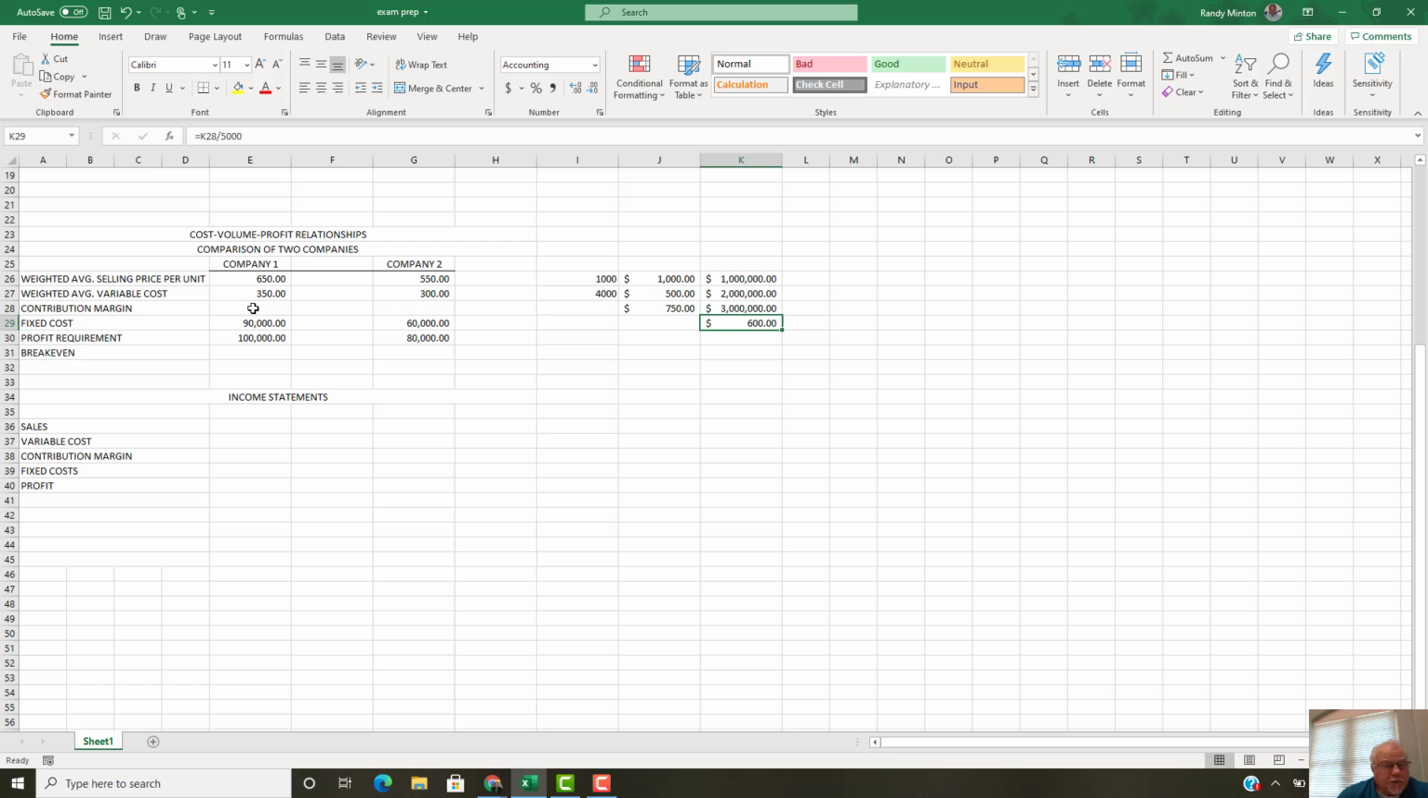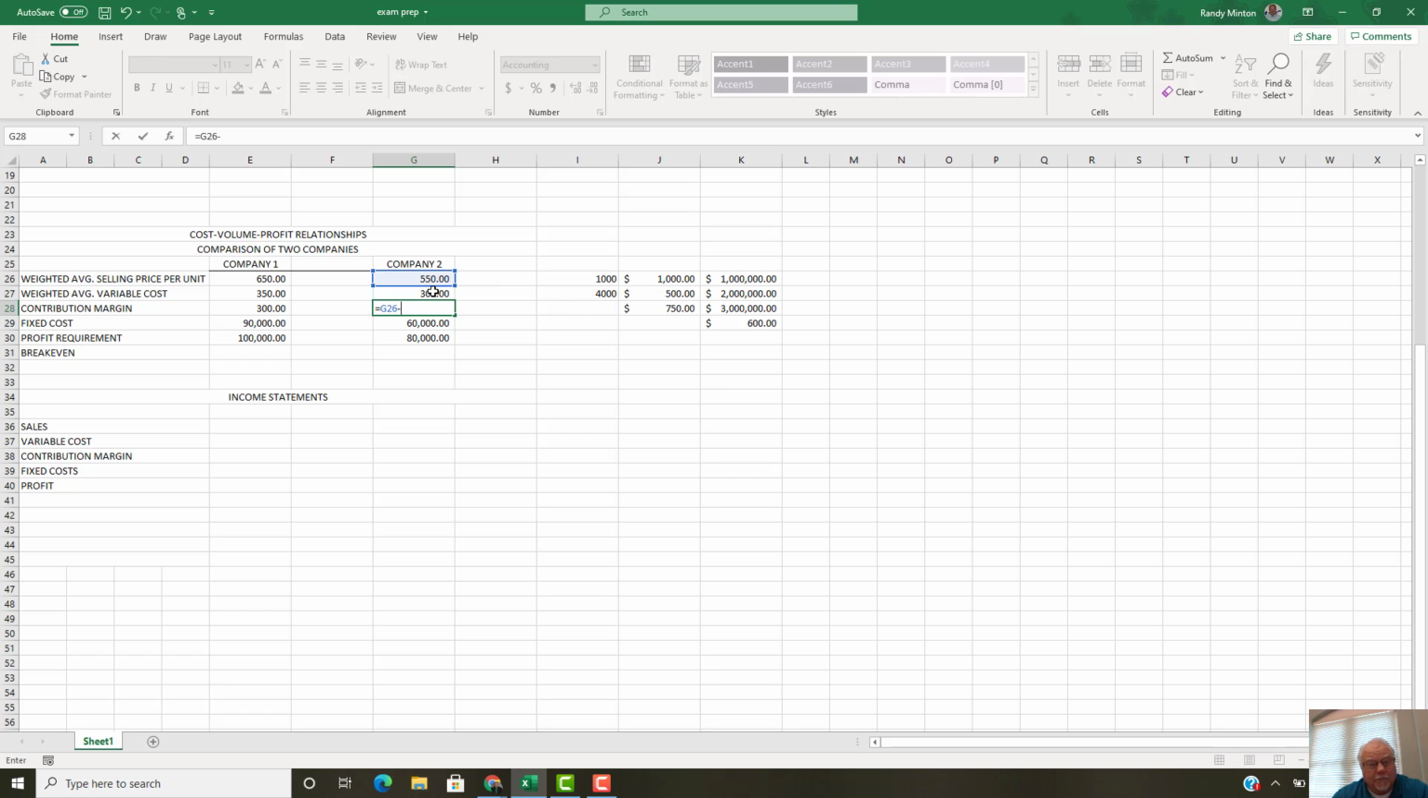All right, so the first thing we have to do is calculate the contribution margin, which is simply the selling price per unit minus the variable cost. So this is equal to this minus this. Now, the contribution margin is 300 for this one, and for company two, this minus this will give us a $250 contribution margin.